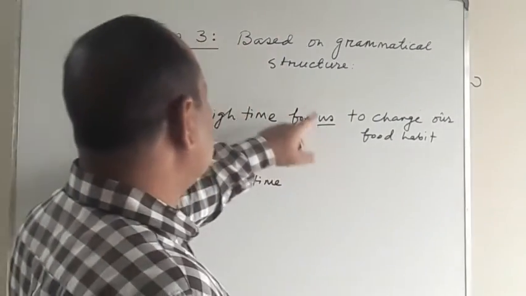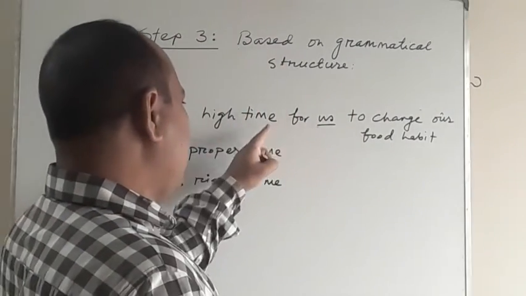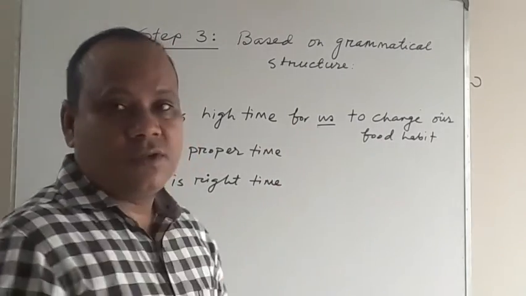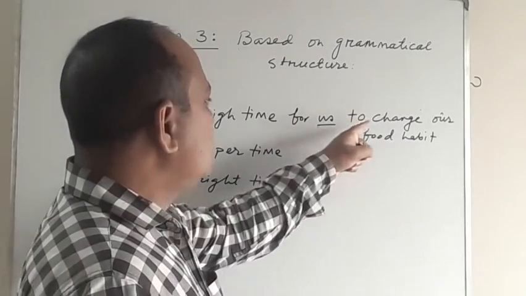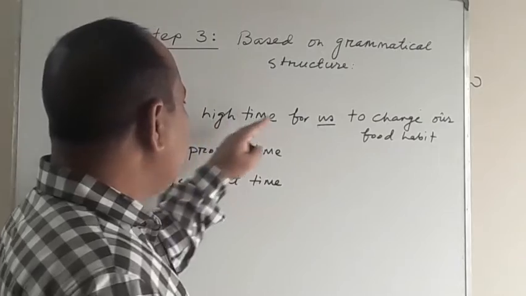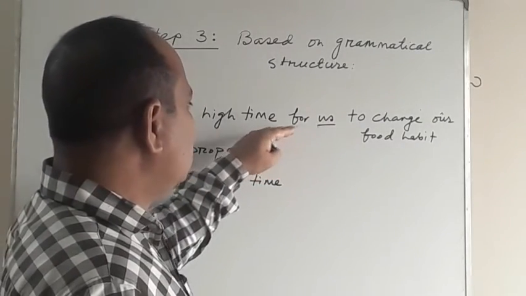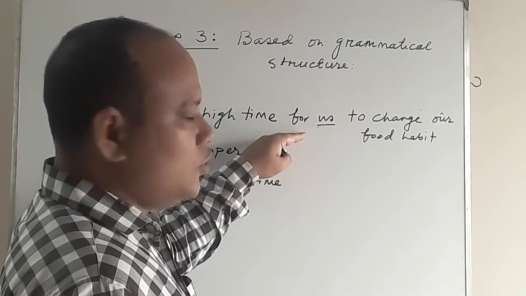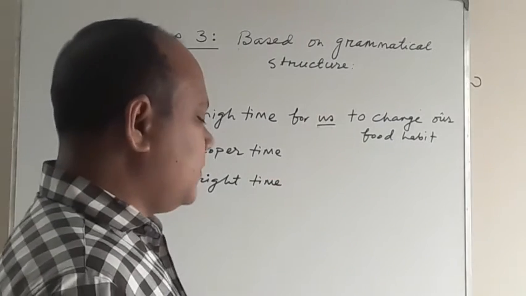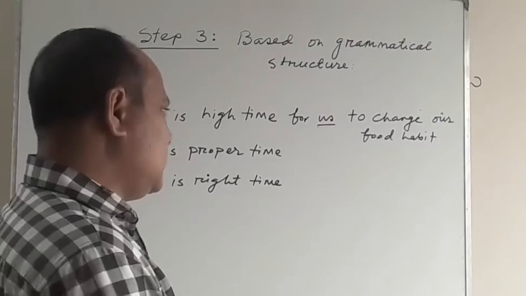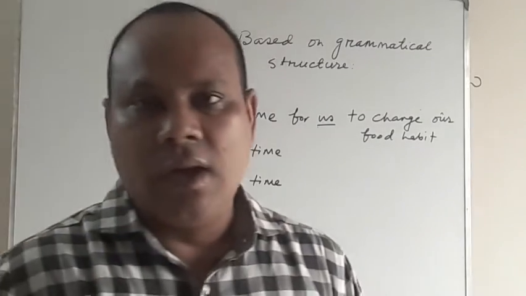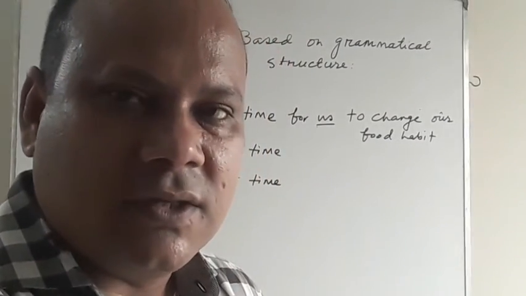So my dear students, in this way you can complete sentences of this type. You can omit the subject and use the object. If you use the objective case, you have to use to before the verb. But if you use the subjective, that is the nominative case, after it is high time, you have to use the past form of the verb. This is the variation, and you have to remember it, my dear student.